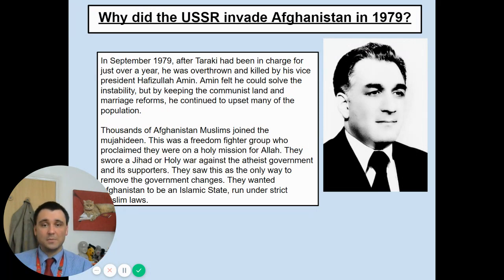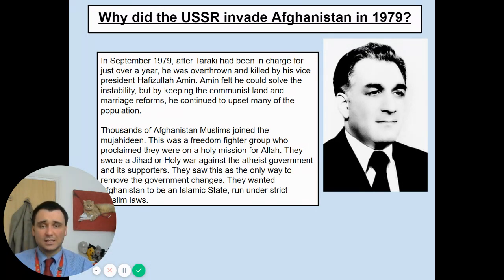Amin kept the communist land and marriage reforms, and he continued to upset many of the population who didn't want these changes to land. They didn't want these changes to marriage. They wanted things to be kept the way they'd been kept for centuries. And Amin makes it even worse because he pushes things like equal women's rights, more equality for everyone. And this really upset, again, thousands of Afghan Muslims who wanted their traditional way of life returned.